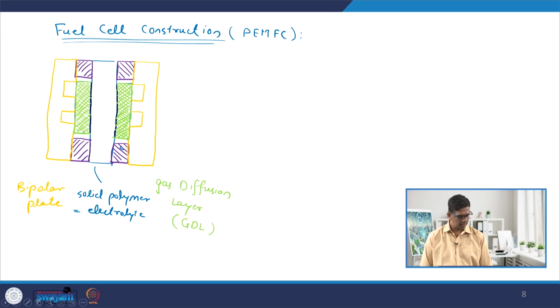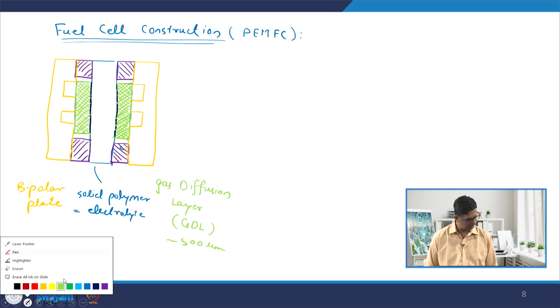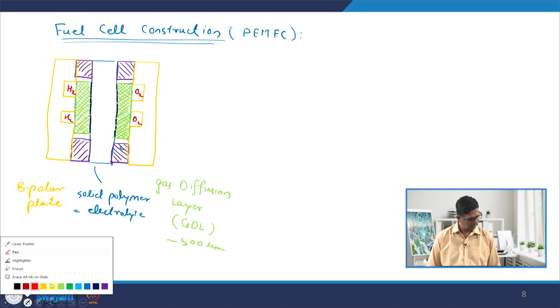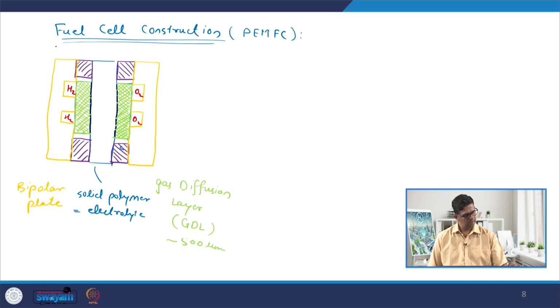Thickness of the gas diffusion layer is typically around 500 microns, and as you can see, the gases basically flow through these channels. So, we have hydrogen here and oxygen on this side. So, this also contains hydrogen and oxygen. Then I will also include one more component there. It is the current collector, which has a very good contact with the bipolar plate.